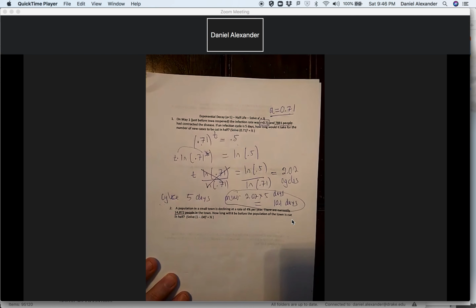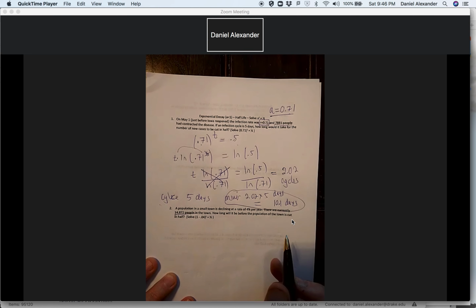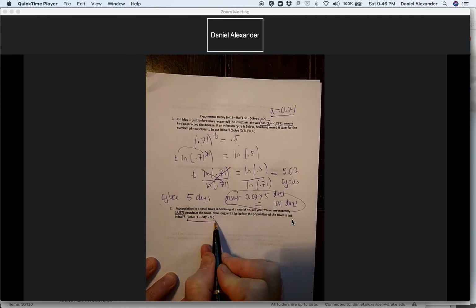There are 14,000 people in the town. I'm just doing that to give you a size of the town. And I'm asking you, that population in a small town is declining at a rate of 4% per year. There are currently 14,872 people in the town. How long will it be before the population of the town is cut in half? And again, we're going to solve that.